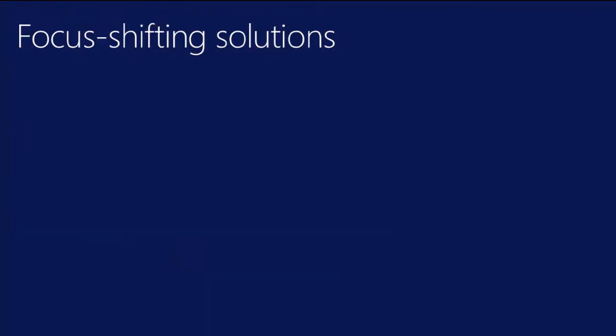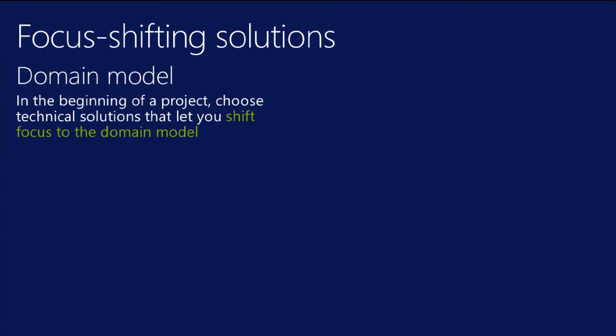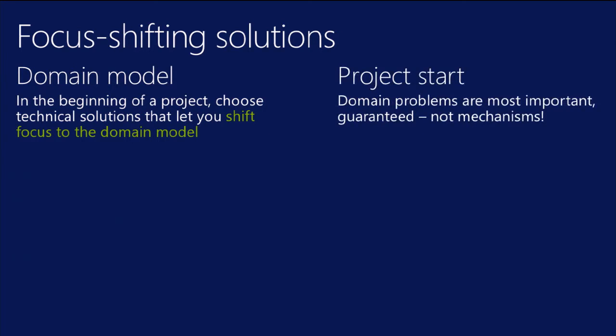I like to think about the solutions to the left, the simple solutions, as focus-shifting solutions. Because if we relate this to domain-driven design, in the beginning of the project, use simple solutions that allow you to shift the focus to the domain model. Because in the beginning of a project, the problems that are most important, most relevant, are the domain problems, not the mechanisms, not the technical stuff. I suppose you're all very good at the technical stuff. So the technical stuff can always be sorted out later. The domain stuff is what's really interesting in the beginning.